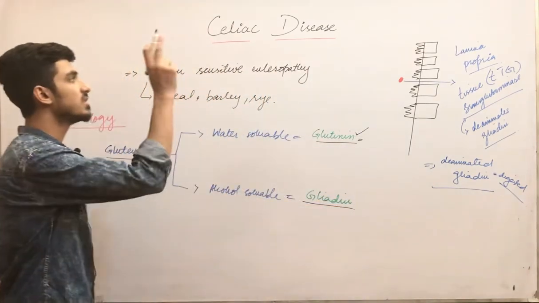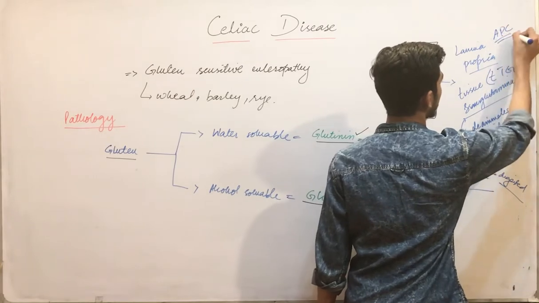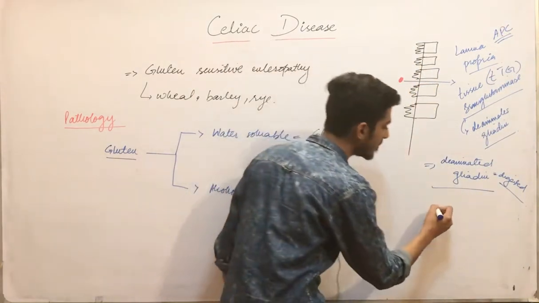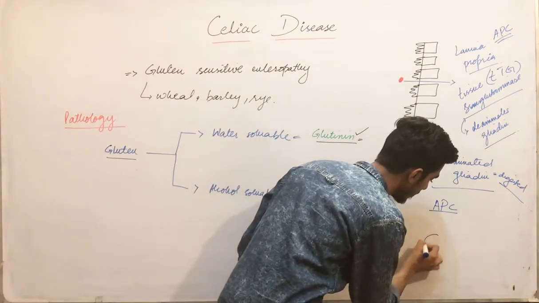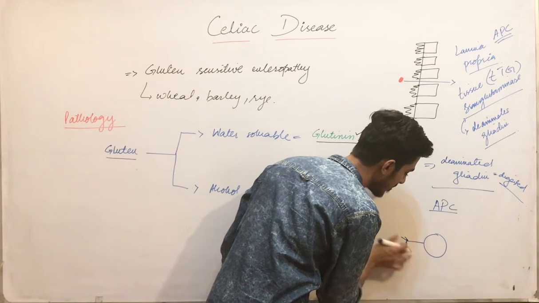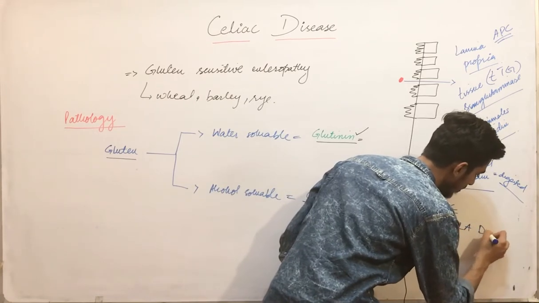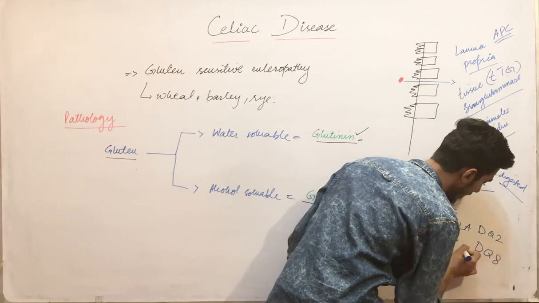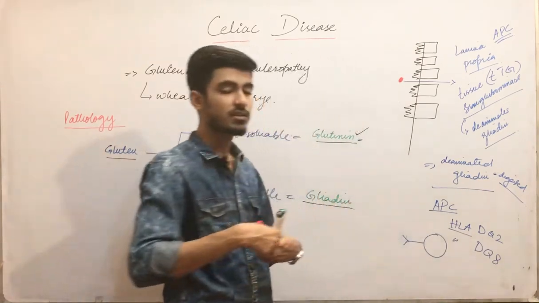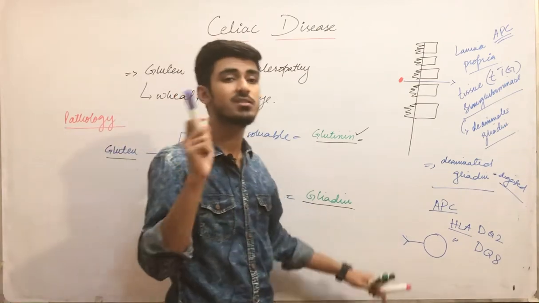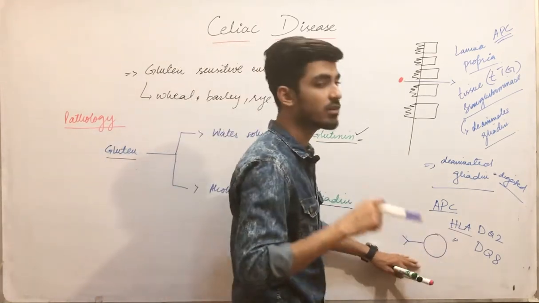But in the patients of celiac disease, we normally also have antigen presenting cells in the lamina propria, but one more additional factor is present. Suppose this is your antigen presenting cell, and there is an extra molecule on the antigen presenting cell. That molecule is called HLA-DQ2 or HLA-DQ8, human leukocyte antigen DQ2 and DQ8. These are present on the antigen presenting cells of the patient suffering from celiac disease. Normally they are not present in our body, but in the patient of celiac disease, these antigens are present on the antigen presenting cells.